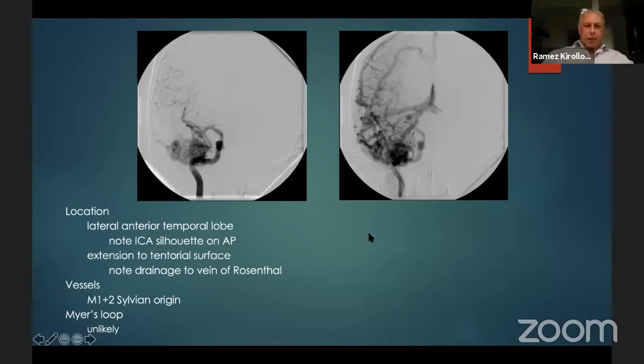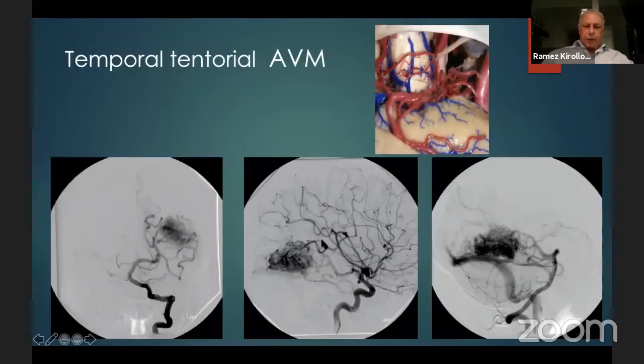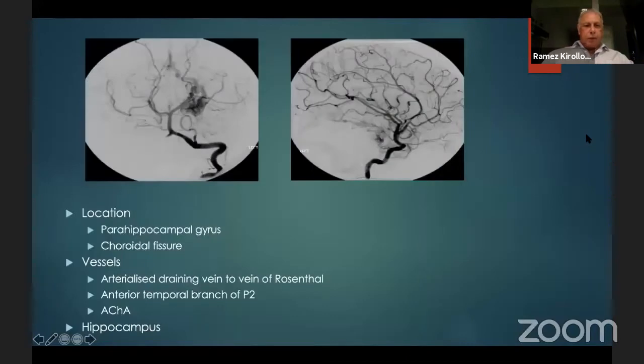Oh my God. Okay. So this is another one in the tentorial surface, and you can see a large temporal branch from the P2. And again, a similar one. So I'll go quickly through them.